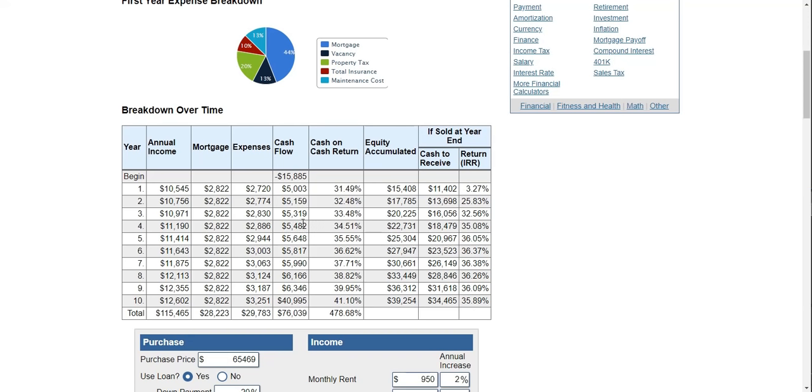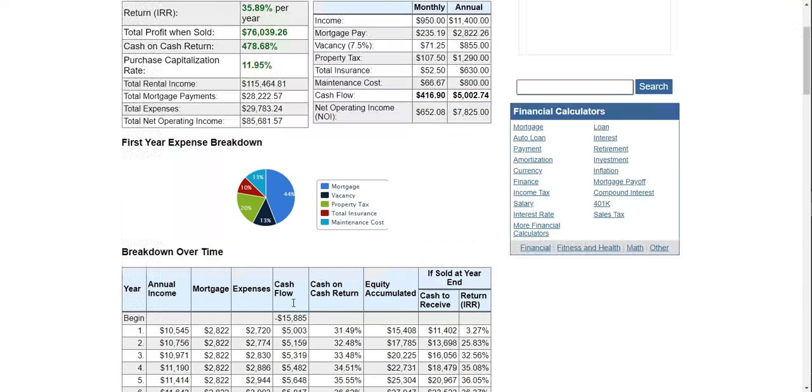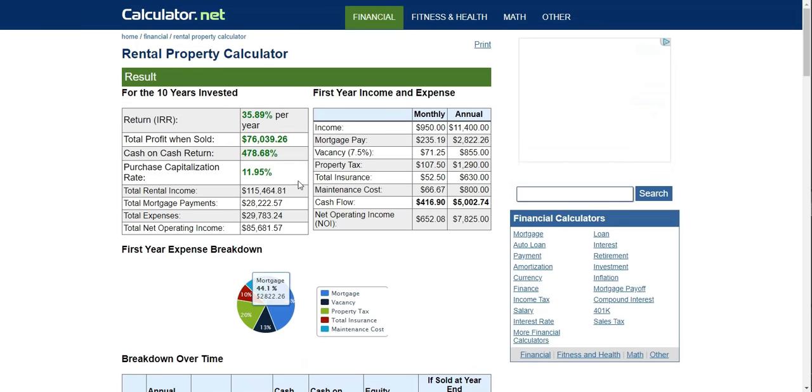So if you added up all of these cash flows, including the profit from the sale, and subtracted your initial outlay for your down payment and other expenses in the beginning, then your total profit over that 10-year period would be this $76,039. Still pretty good.